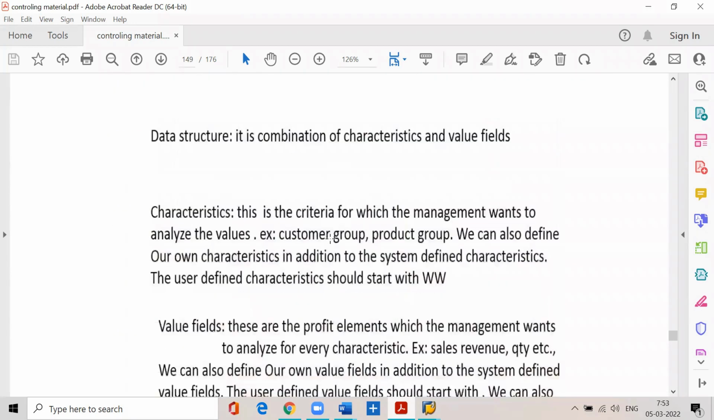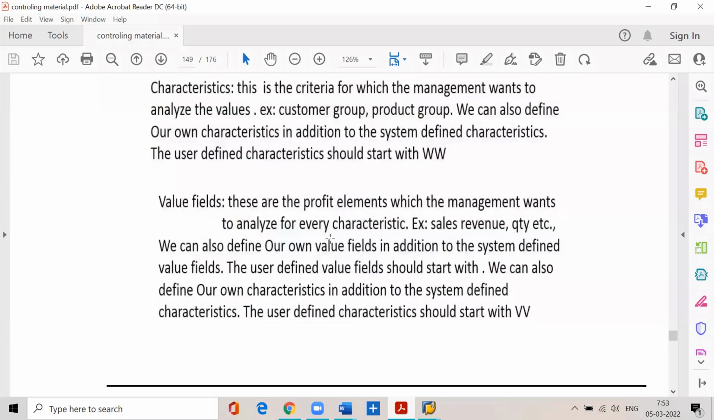These are called value fields. And again, there are many more value fields. We can define our own value fields in addition to the system-defined value fields. So the user-defined value fields should start with VV, V for Victor, VV.